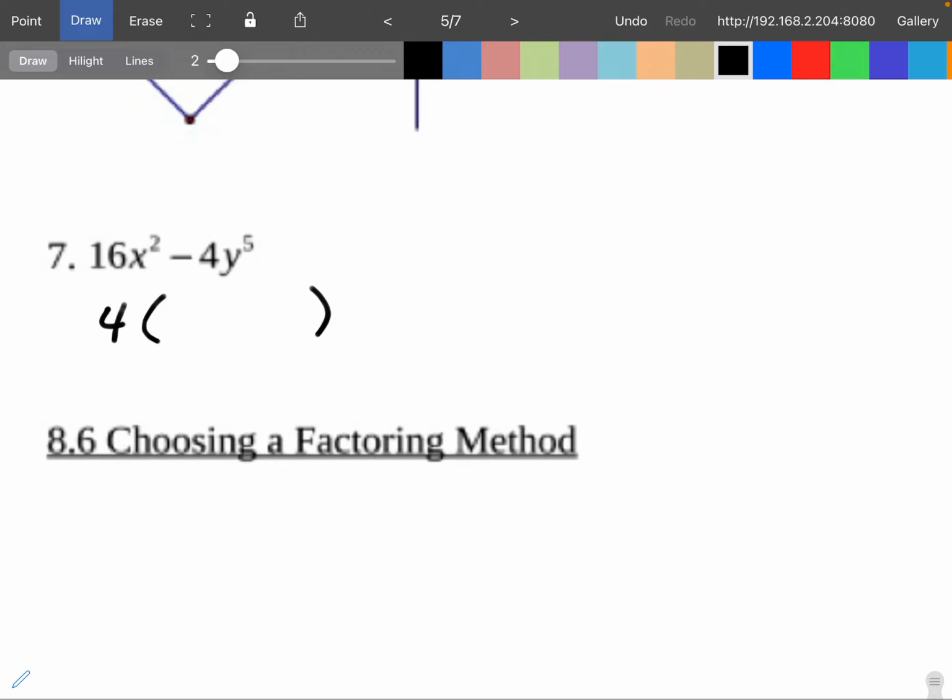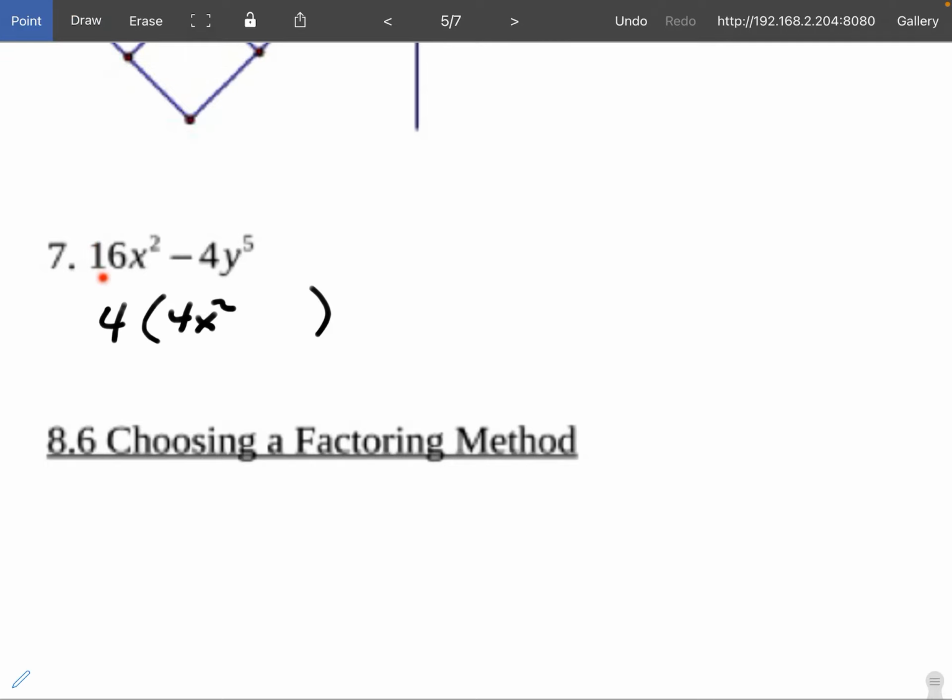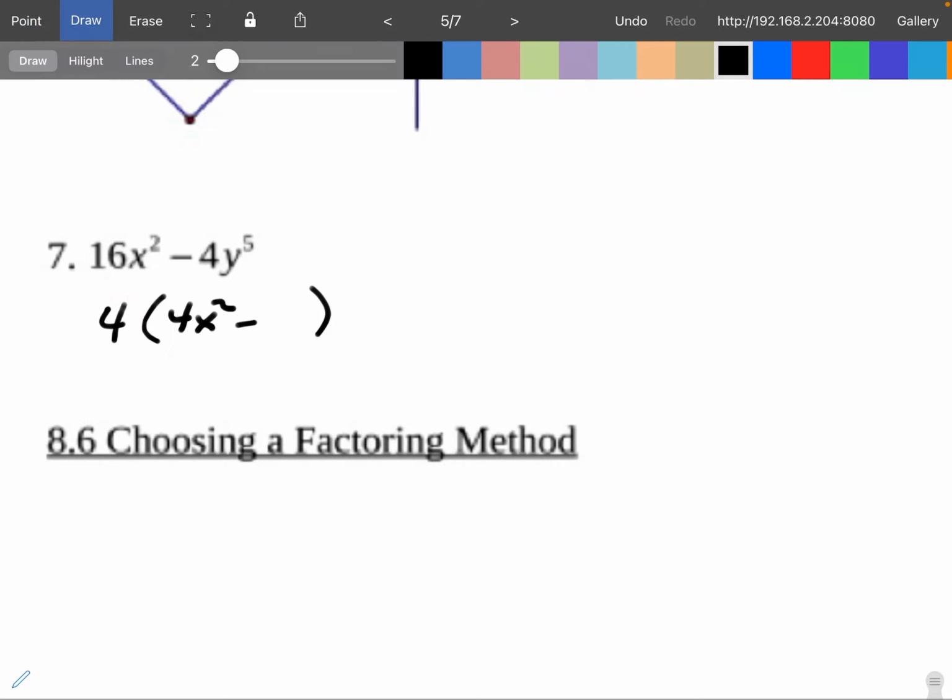And so this is back to the ones from when we started. I think we did this on Thursday, the first day back from break. This is like doing the distributive property backwards. So 4 times what would give you 16x squared? 4x squared, right? Remember, if you're not sure, you can always take this term and divide it by the greatest common factor. So that should be a 4x squared.